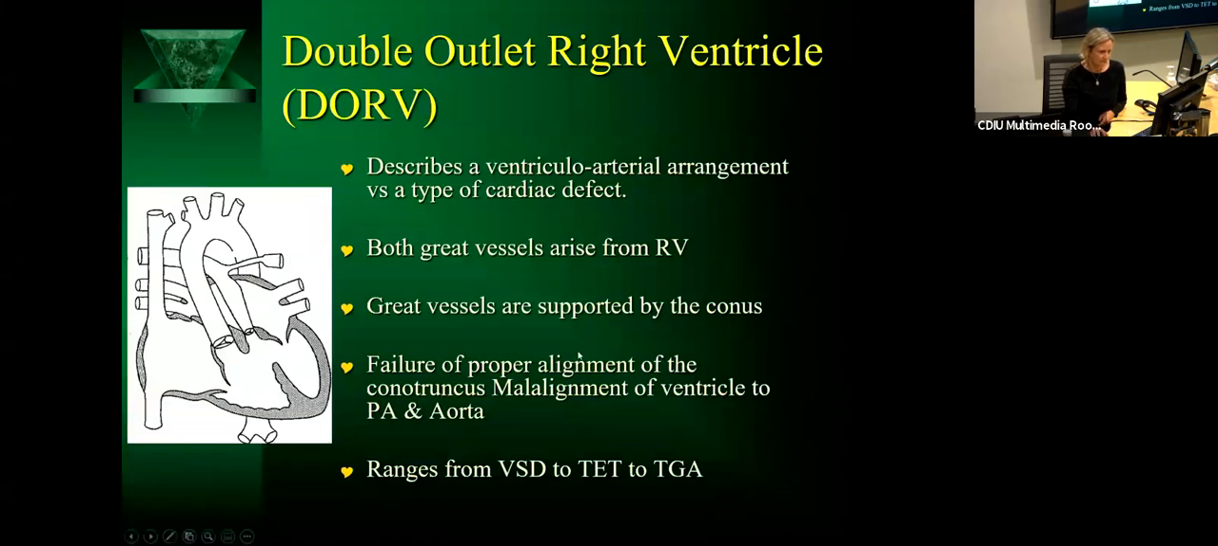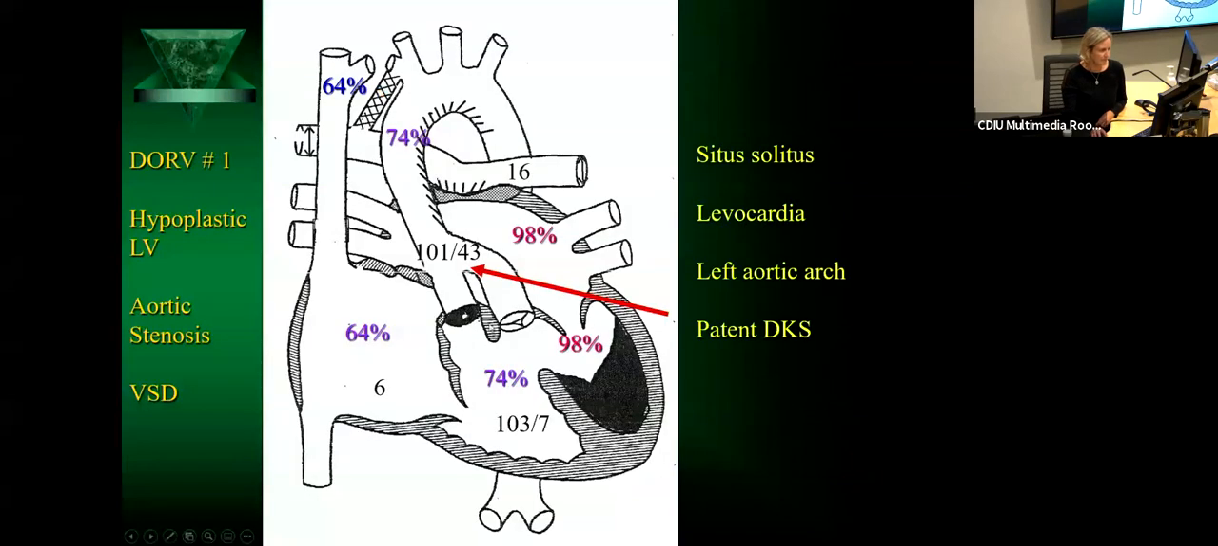So double outlet right ventricle describes a ventricular arterial arrangement versus a type of cardiac defect. So remember, in double outlet right ventricle, that's our inflow, that's our outflow, and this vessel here, both of them are coming off the right ventricle. So inflow and outflow is going to go both to the lungs and off to the body. So double outlet right ventricle, here's another picture. So SVC, IVC. This patient also had aortic stenosis.